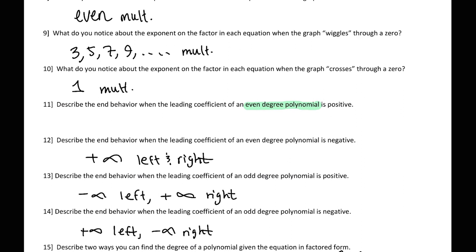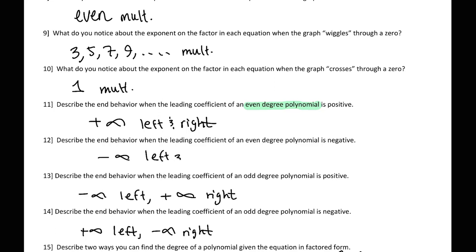Oh, we forgot to write down something here. Describe the end behavior when the leading coefficient of an even degree polynomial is positive. Oh, I think this one, I wrote this in the wrong slot. This actually goes here, and then this should be negative infinity left and right.